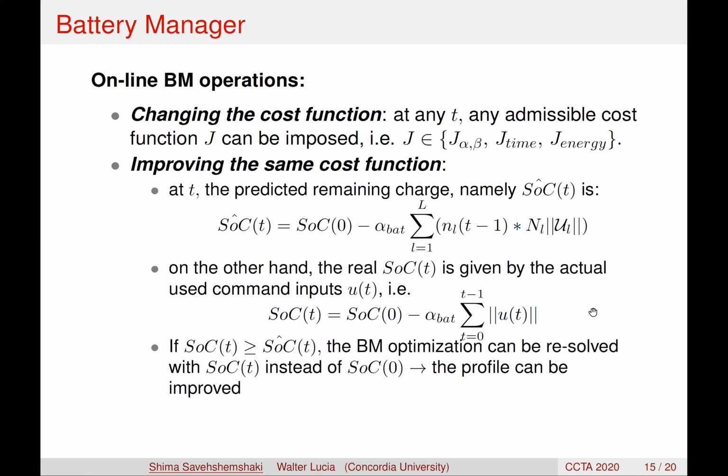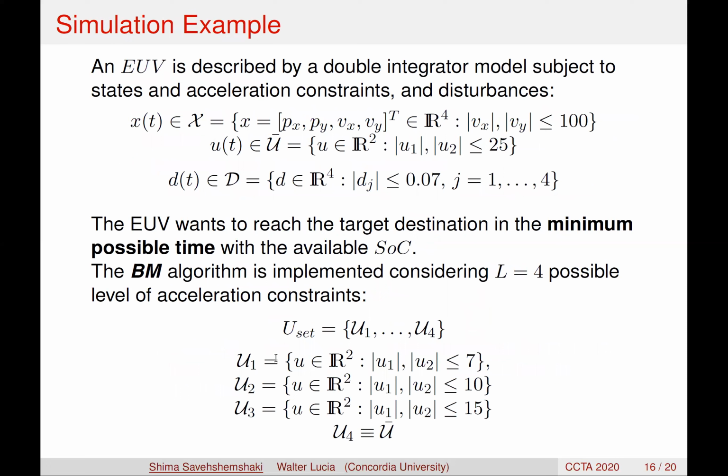If the actual state of charge is greater than the predicted one, it means that we have more energy than we expect to have. So we can resolve the main optimization problem and use the current state of charge instead of the initial state of charge. And finally here, we present a simulation example that shows the effectiveness of the proposed control technology.